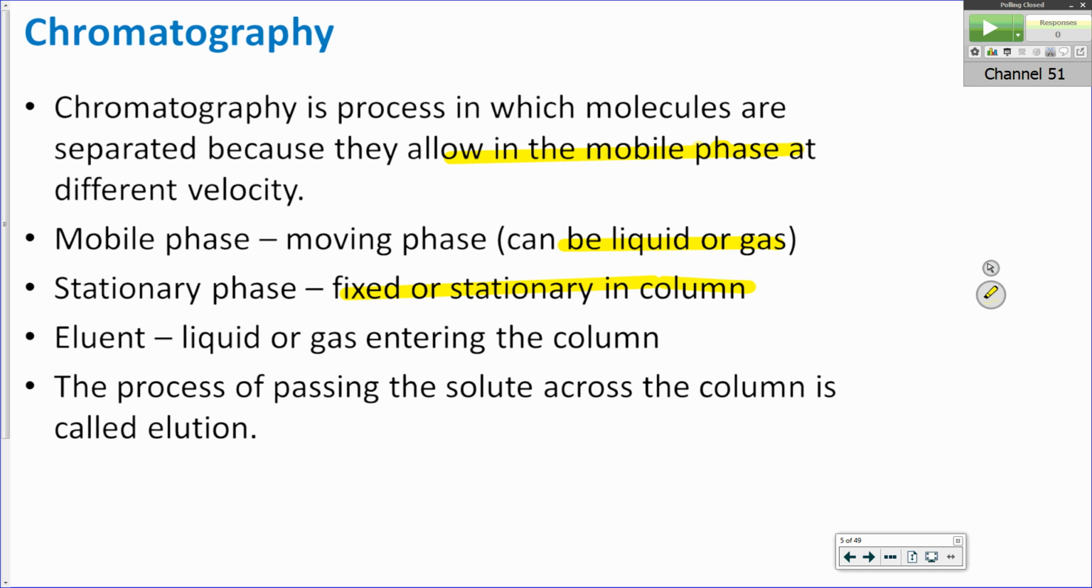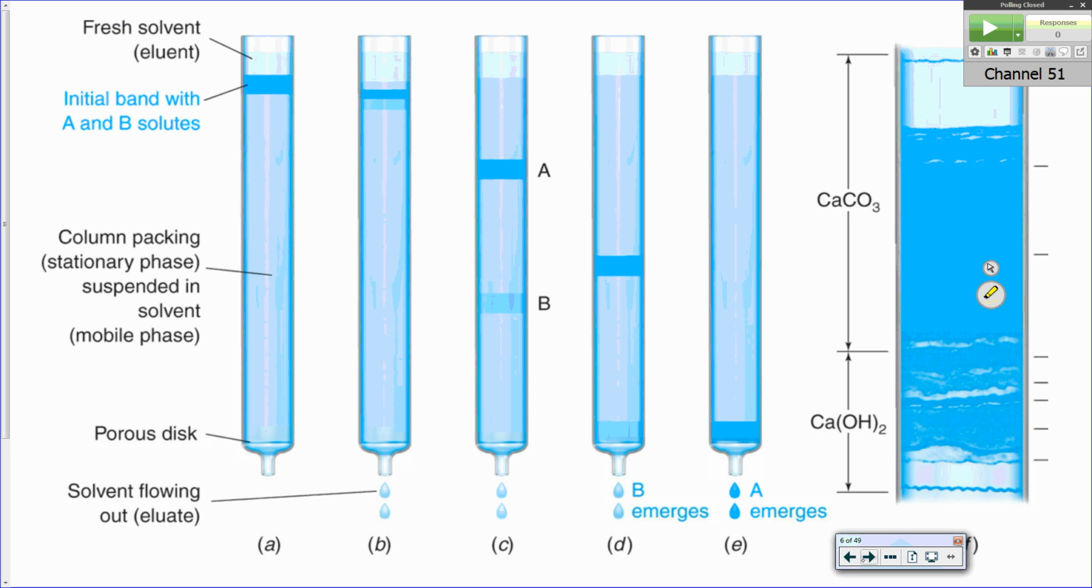And every time the solute migrates down the column, it's basically undergoing a partitioning event, a repetition of what's happening in a separatory funnel over and over and over again. That process of getting something to migrate down the column is called elution.